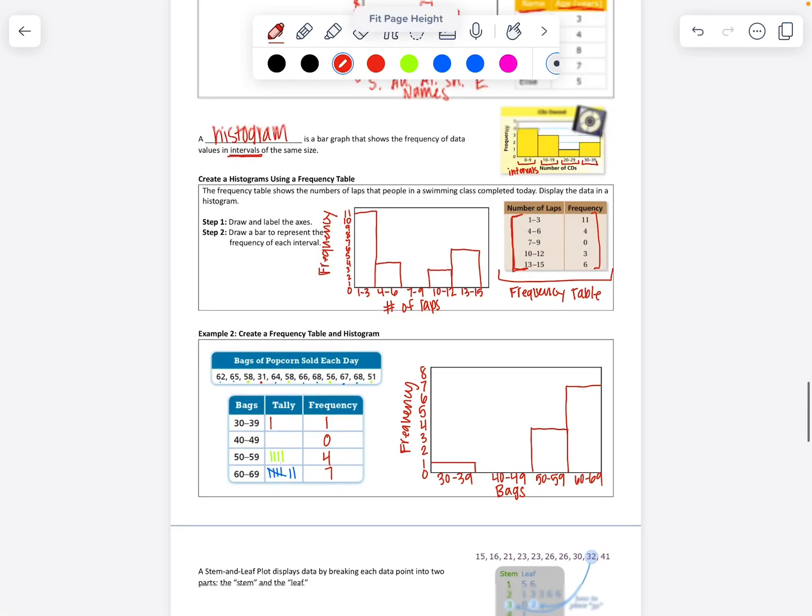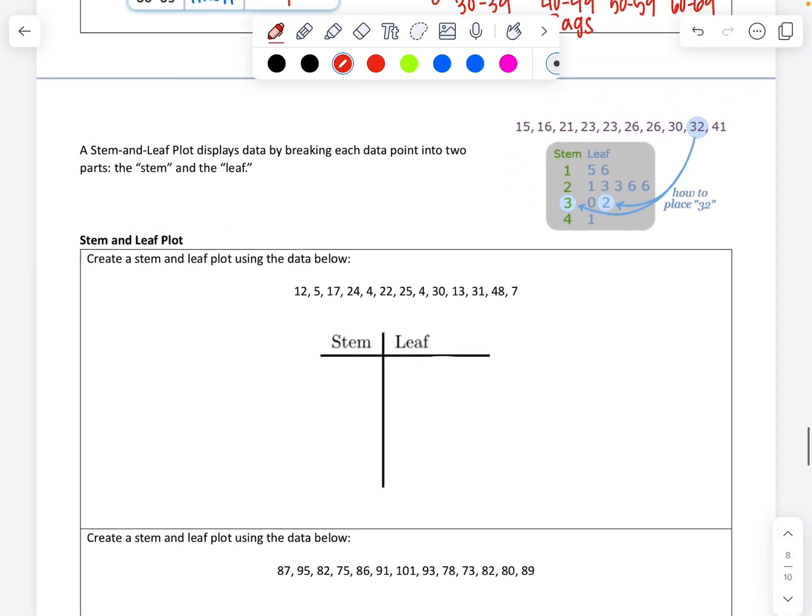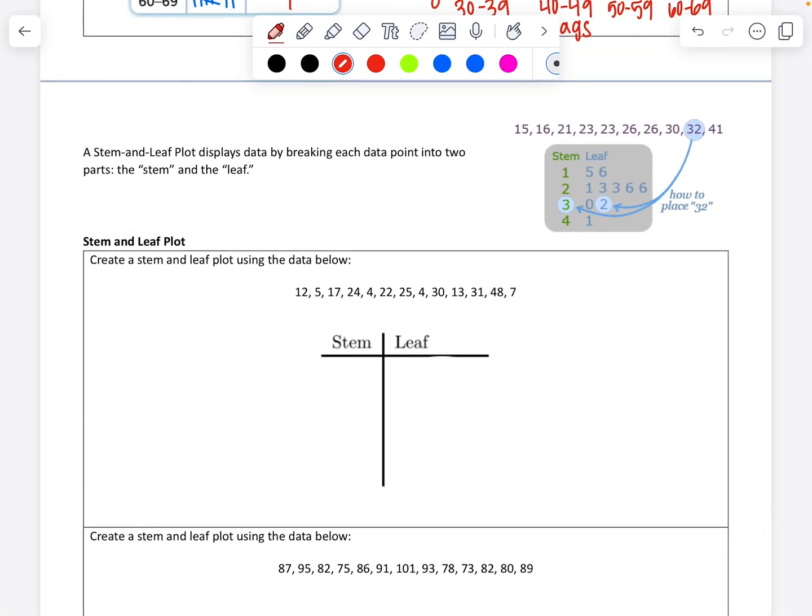Okay. All right, flip your page over. We're going to learn about one last way to display your data. So this page is stem and leaf plots. A stem and leaf plot displays data by breaking each data point into 2 parts, the stem and the leaf. So there's an example right here, and it shows you that this is all the data up at the top, and they broke it down into a stem and leaf.